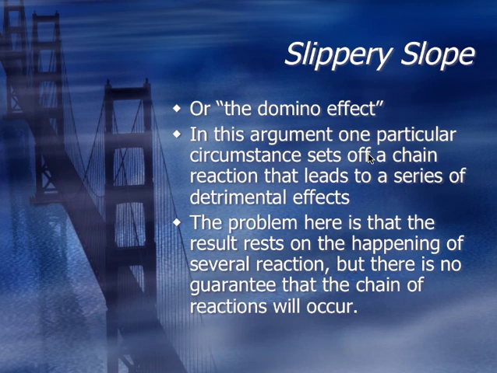So really what this does is, when you have the slippery slope, you're saying that if A happens, you take the first part and then you jump to the last part, and you have this whole series of things that have to happen in the middle in order for this last part to happen.